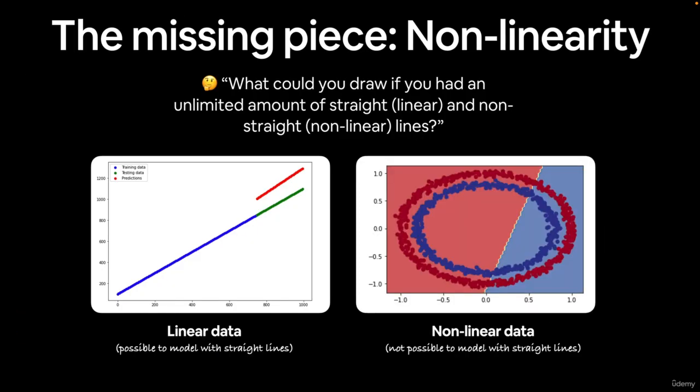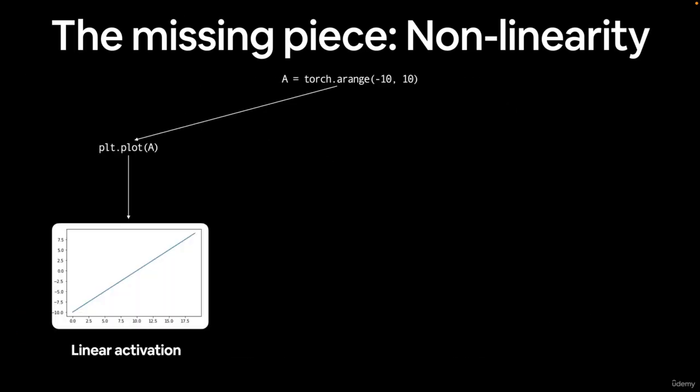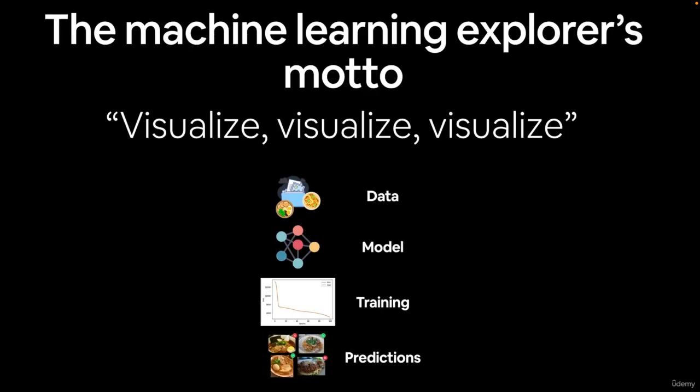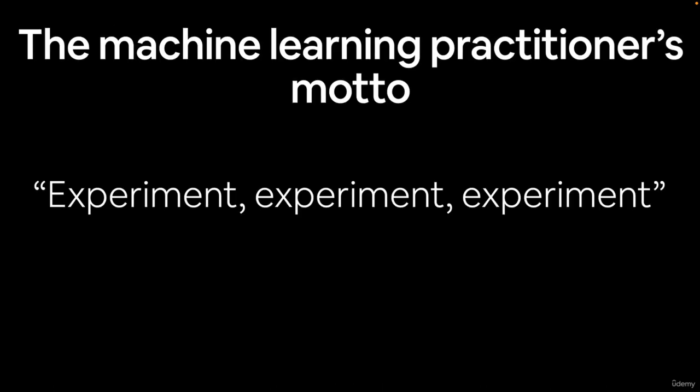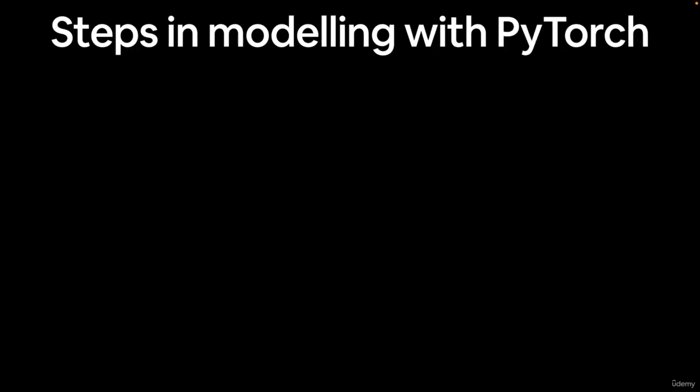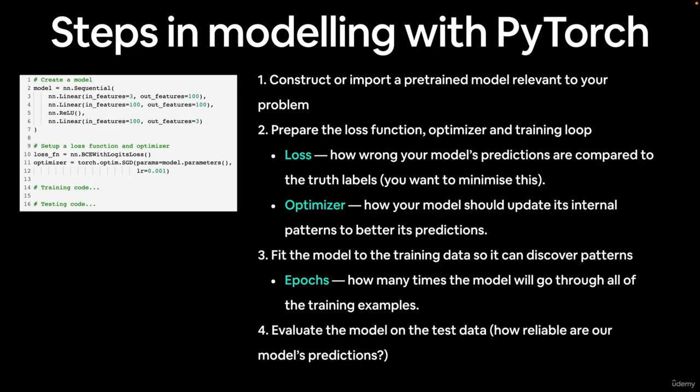So we've been through nonlinearity. We've seen how we could replicate nonlinear functions. We've talked about the Machine Learning Explorer's motto: visualize, visualize, visualize. The Machine Learning Practitioner's motto is experiment, experiment, experiment. I think I called that the Machine Learning or Data Scientist motto. Same thing, you know? And steps in modeling with PyTorch, we've seen this in practice, so we don't need to look at these slides. They'll be available on the GitHub if you want them, but here we are.